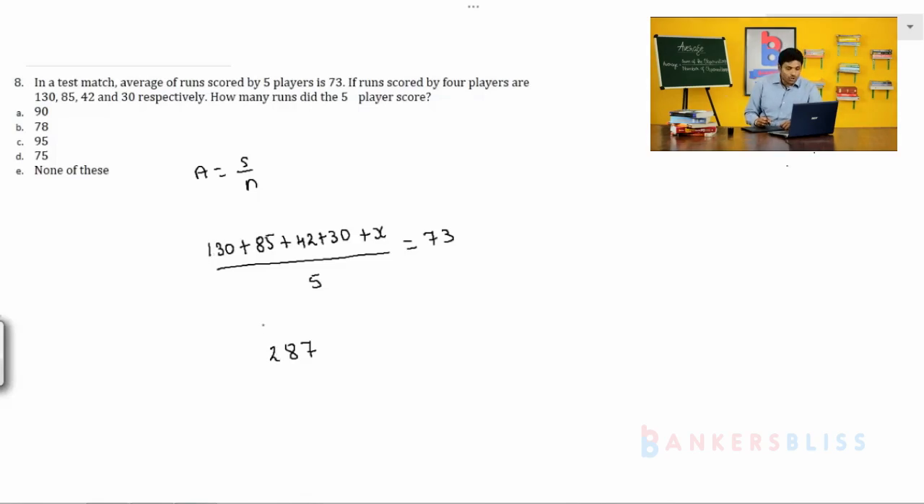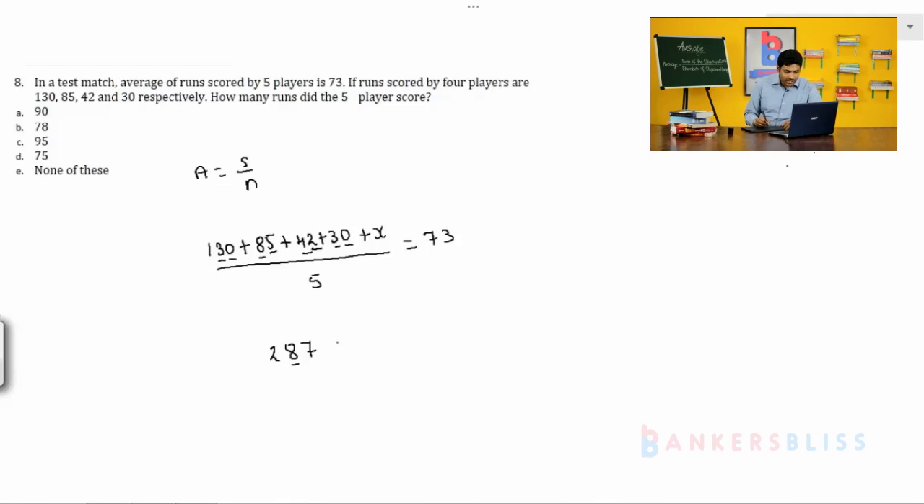See, one more additional methodology. In this, in 130 you consider only the unit digit, that is 0. In 85 you consider only the unit digit 5, in 42 the unit digit 2, and in 30 only the unit digit 0. So 0 plus 5, 5 plus 2, 7, 7 plus 0, 7. So you write the unit digit as 7. Next the tens digit: you consider 3, here 8, here 4, here 3. So 3 plus 8, 11, 11 plus 4, 15, 15 plus 3, 18. So in 18 you write the unit digit 8 and 1 is carry over.